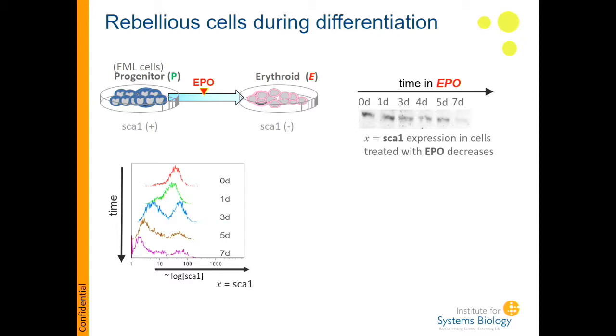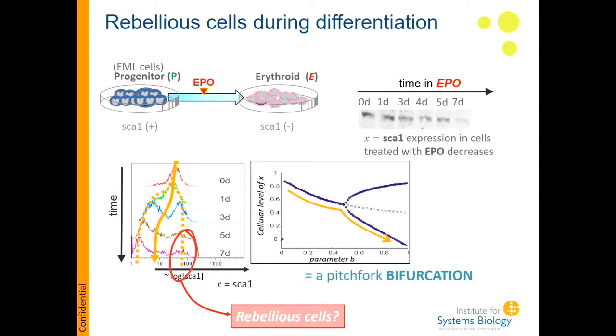As they see more and more of EPO, you get one branch, which is SCA negative, and that's the one that is going to become erythroid. And you get a second, smaller distribution of SCA positive cells, and these are what we call rebellious cells. Although they have received the signal, they don't differentiate into the erythroid lineage. And of course, it really gels well with the theory and the physics behind pitchfork bifurcations.